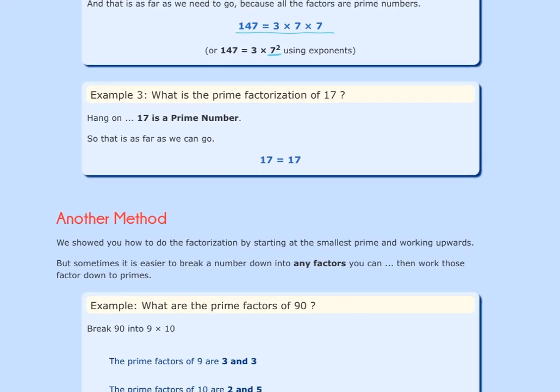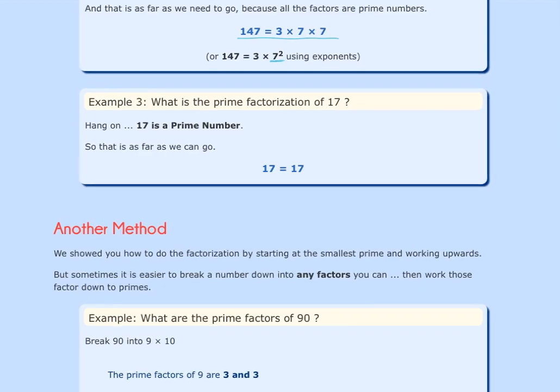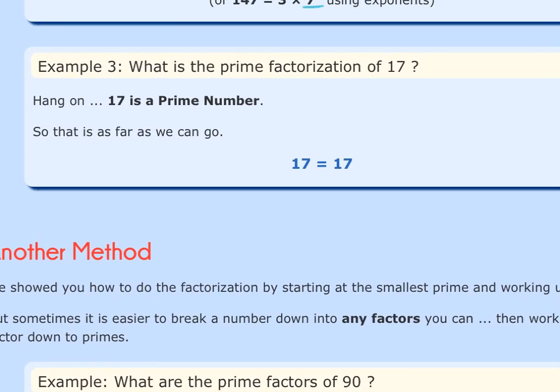Okay, next. Sometimes you might get questions that say, what is the prime factorization of some number like 17? But then you have to realize that 17 is actually a prime number. I will try to give you that chart from 1 to 100 that identifies the prime numbers.